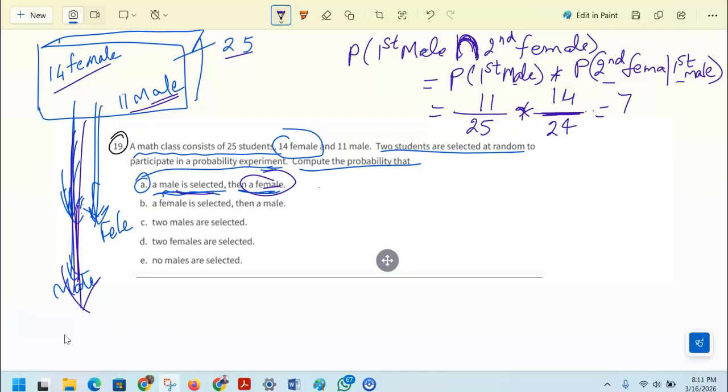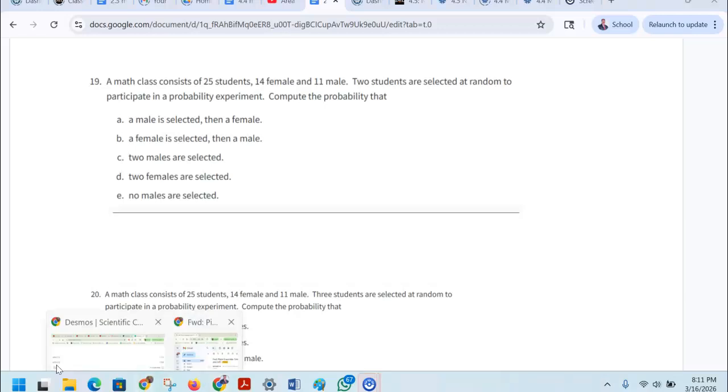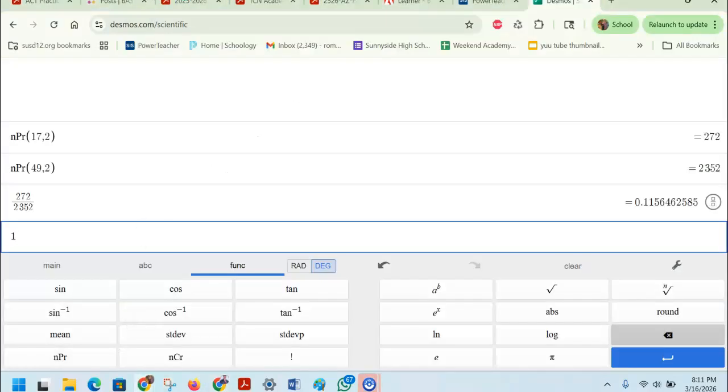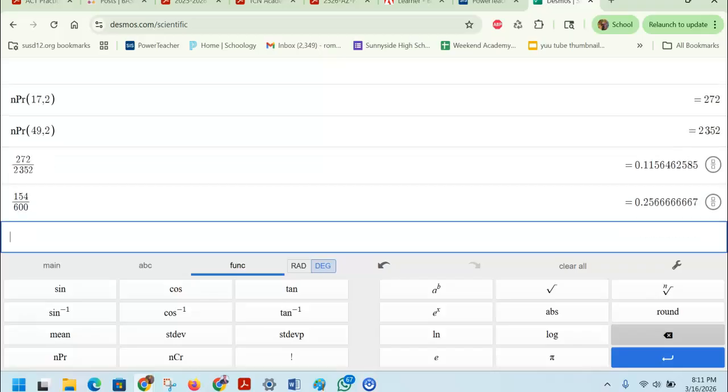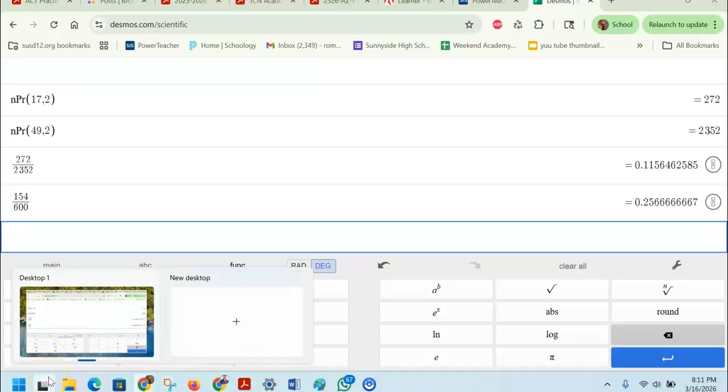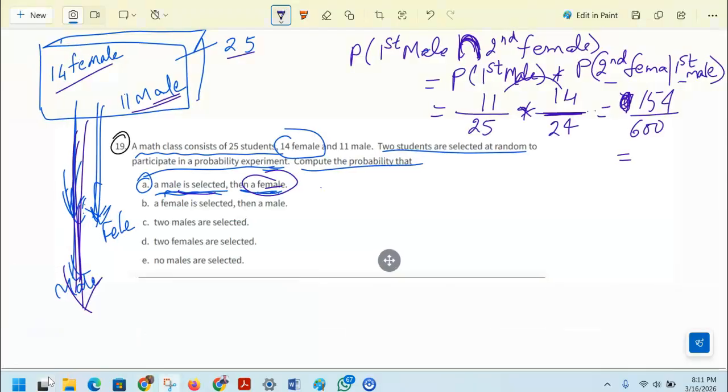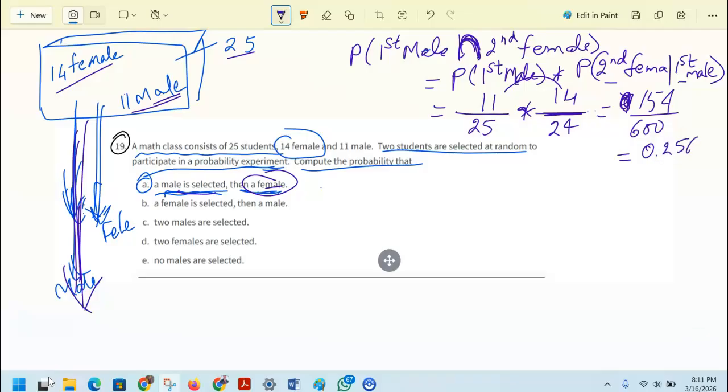You get 154. This will be 154. If you multiply these two, divide by 600, and you get the answer. If I do 154 divided by 600, you get 0.2566. So we write that 0.2566. This is for the A part, right?